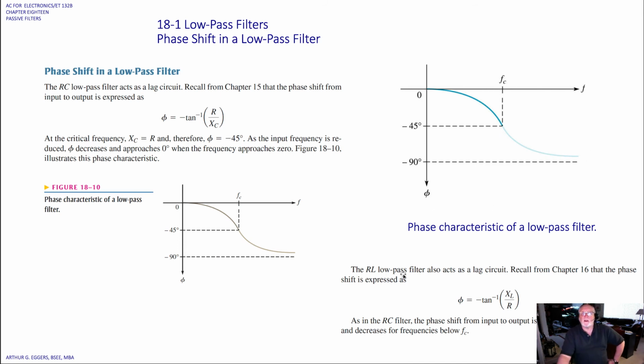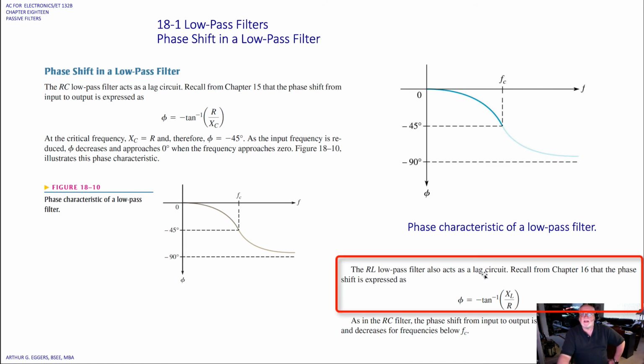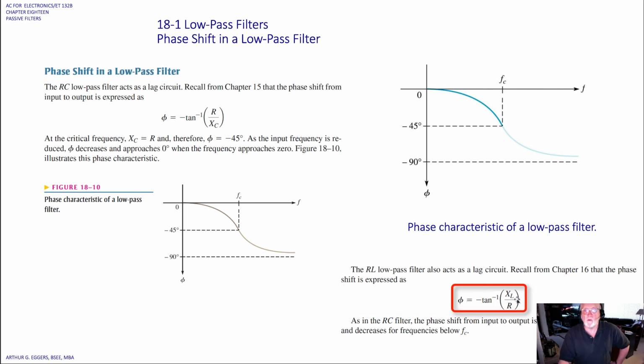The RL low pass filter acts like a lag circuit. Recall from chapter 16, the phase shift is expressed again as the minus inverse tangent, but this time we have X sub L over R. In the RL filter, the phase shift from input to output is minus 45 degrees at the critical frequency and decreases for frequencies below the critical frequency.